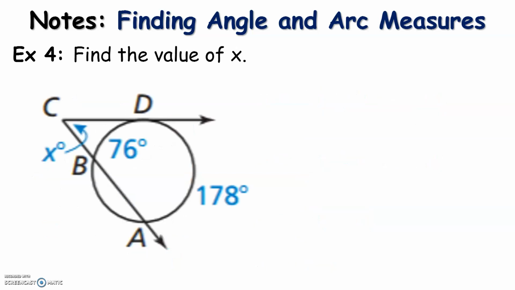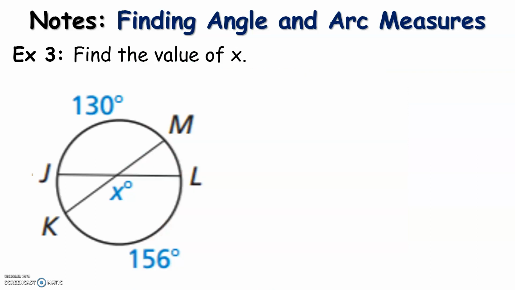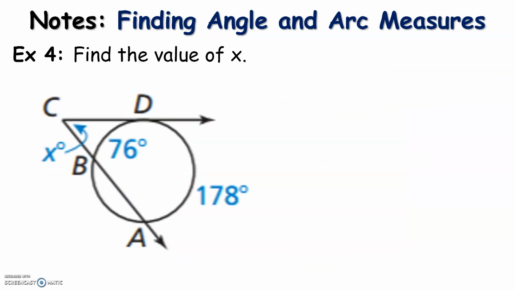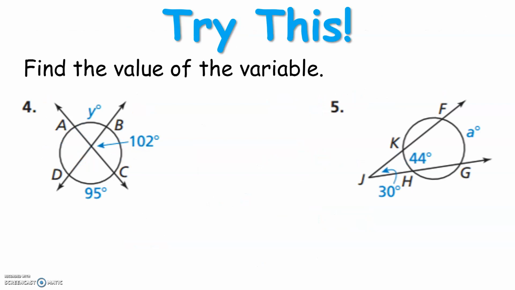Let's look at example 4. This one uses our other theorem, Theorem 10.16, angles outside a circle theorem. And it says that x is going to be 1/2 the difference of the arcs. So this is 1/2 the difference of arc AD and arc BD. This is 1/2 times 178 minus 76. This is 1/2 times 102, or 51 degrees. Go ahead, pause the video, and give it a try.